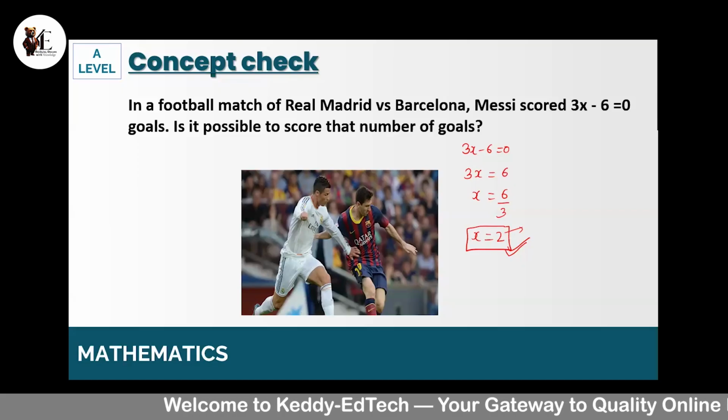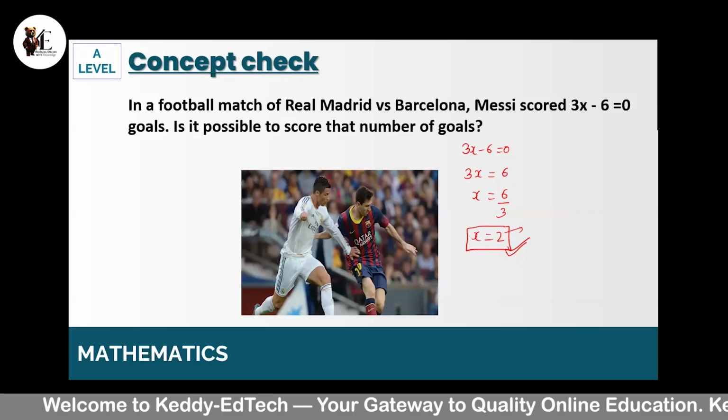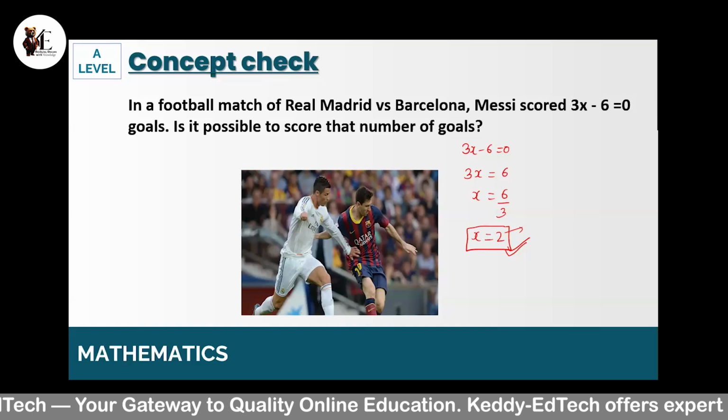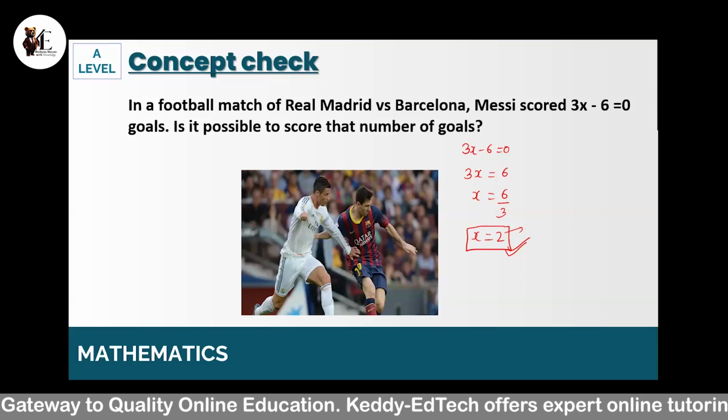So whenever there is a linear equation, we have to solve the linear equation. There is no such thing as a discriminant, unlike what we have for the quadratic equation. For a linear equation, we have to solve it directly.